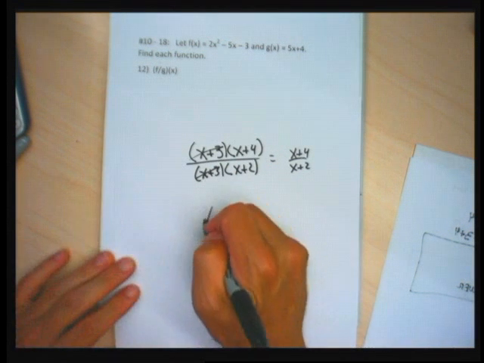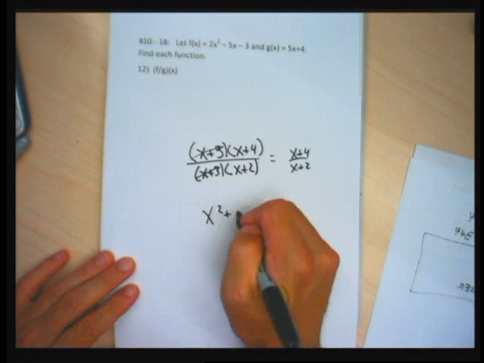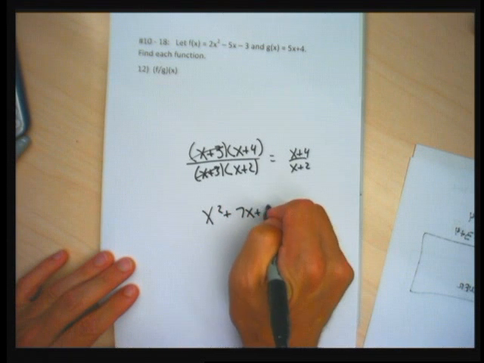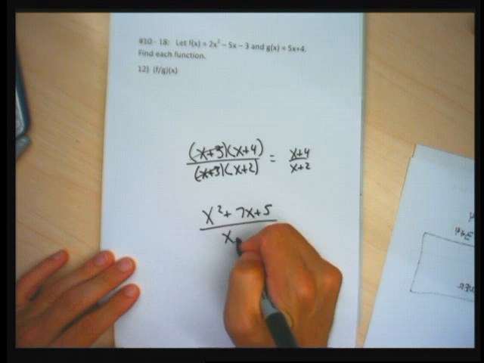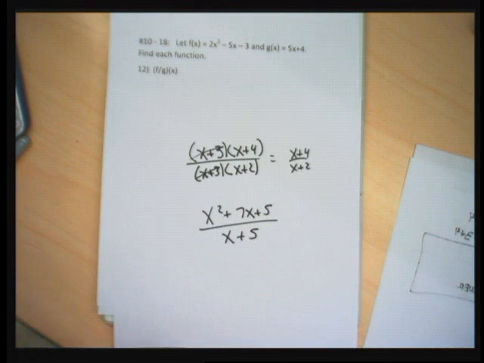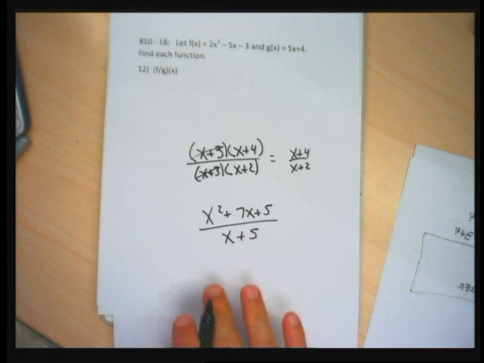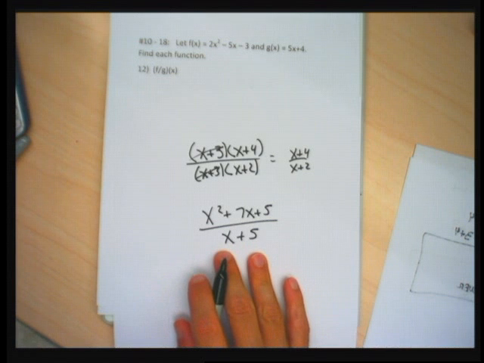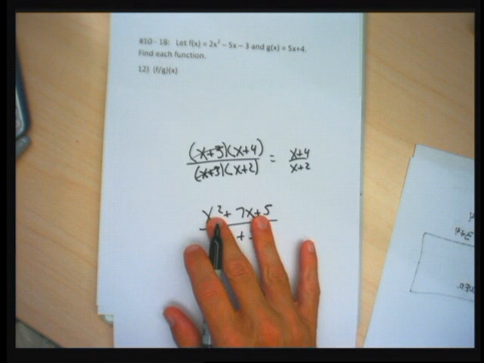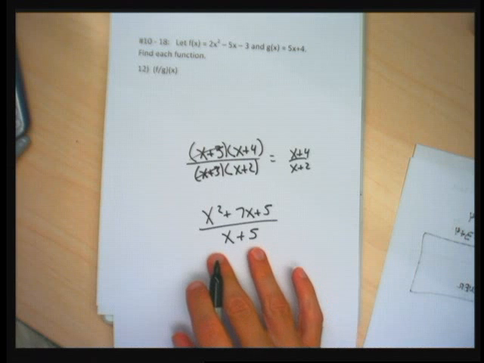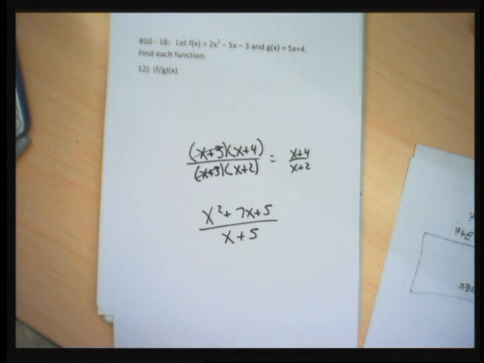Something like this, x squared plus 7x plus 5, which is prime, over x plus 5. That won't reduce because I need exactly an x plus 5 in the numerator. There isn't exactly an x plus 5 in the numerator. The only way that I could cancel the x plus 5 in the denominator is if I could factor the numerator and get an x plus 5 in a parentheses.